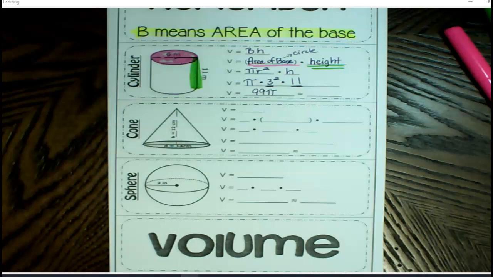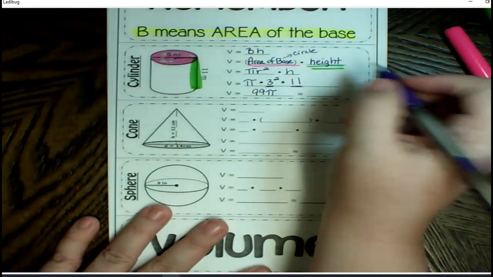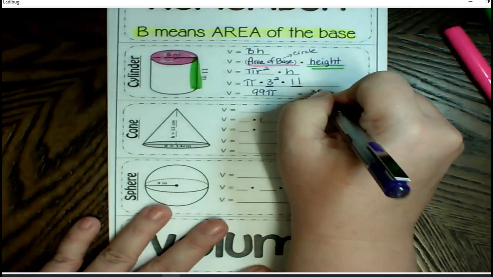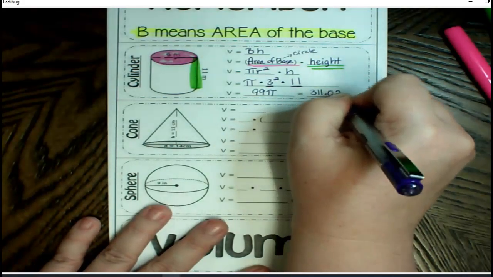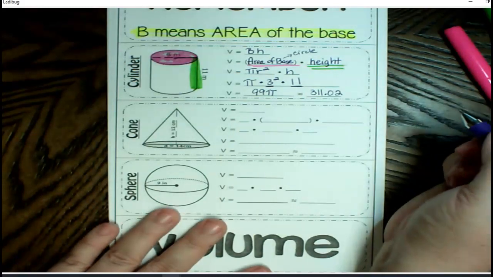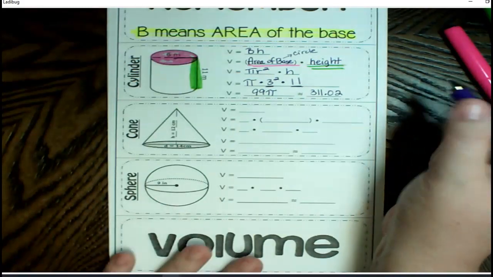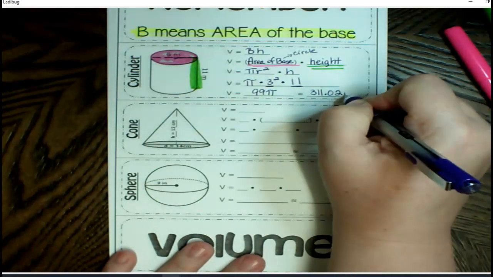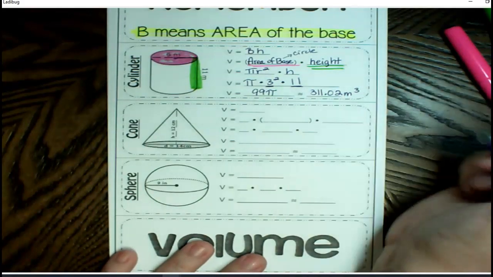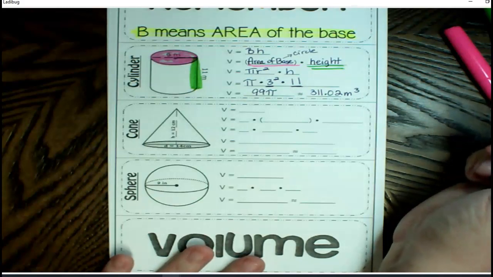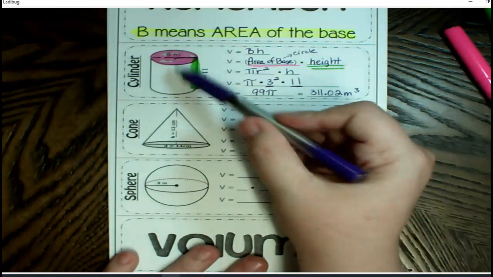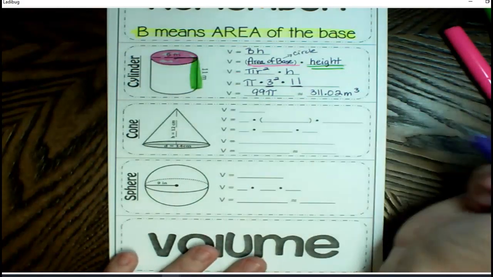Hundredth, 2 decimal places. So rounding it to the nearest hundredth, you should have got 311.02. And our units are meters, so it's meters cubed, because we're talking about a 3-dimensional object. The volume is in cubic meters, 3-dimensional object.